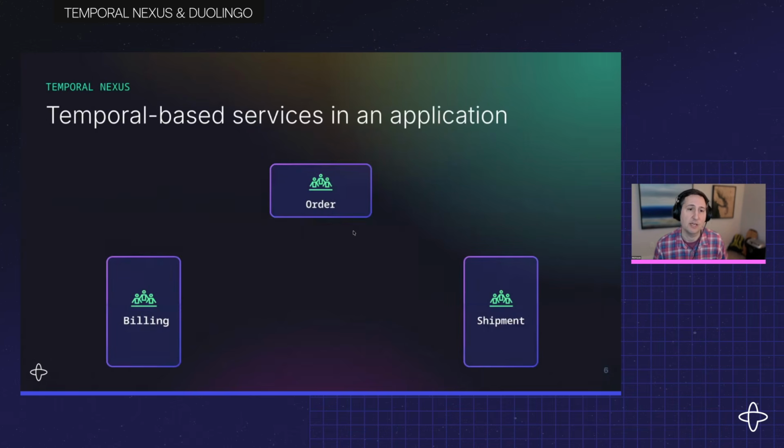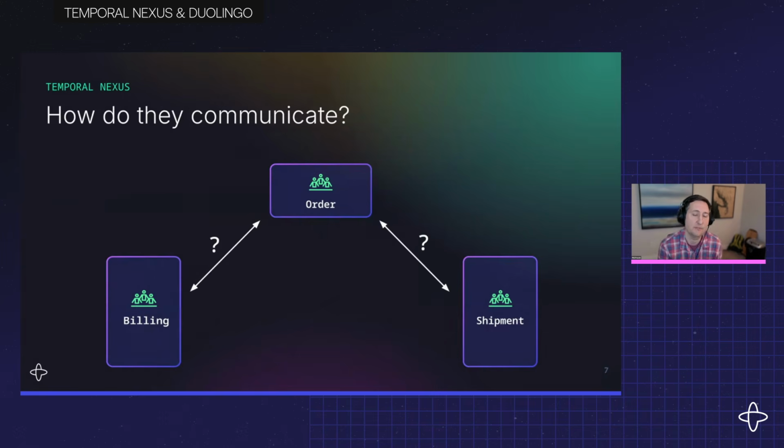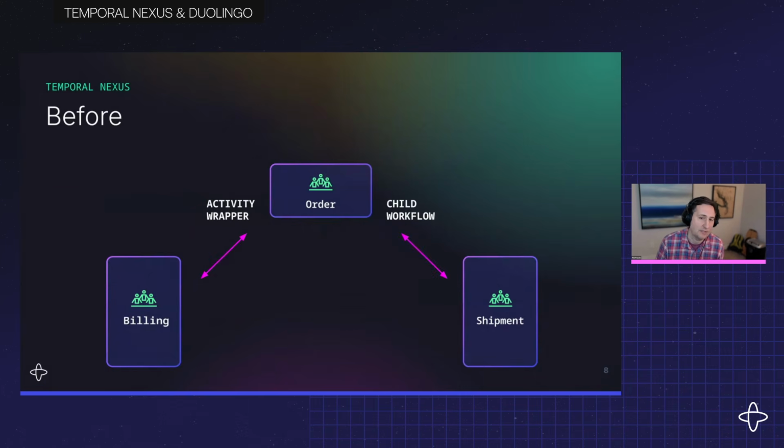And if we look at a typical application with multiple Temporal-based services, the question really becomes, how do they communicate? But more importantly, does the form of communication enable durable execution in the way we would want, with integrated observability and execution debugging and reliability and so on? And so in the past, there have been a couple options: child workflows, or an activity wrapper that targets a remote namespace directly, but both of these have notable limitations.